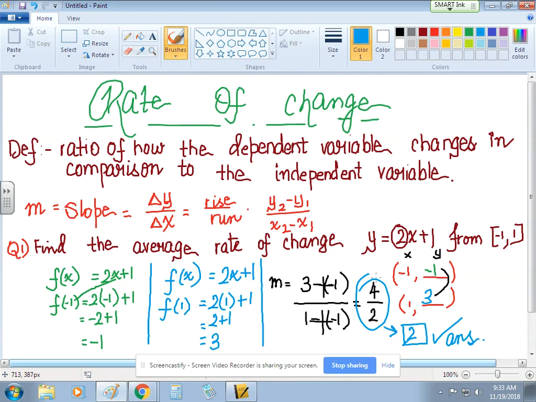Rate of change can be given for any function. You may not have a linear function every time, and not all functions have the same rate of change. Only linear functions will have the same rate of change, or same slope, every time you calculate. So by that I mean for this function, no matter which points they give me, my answer should always be 2.